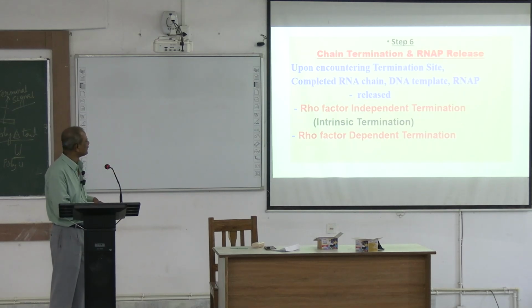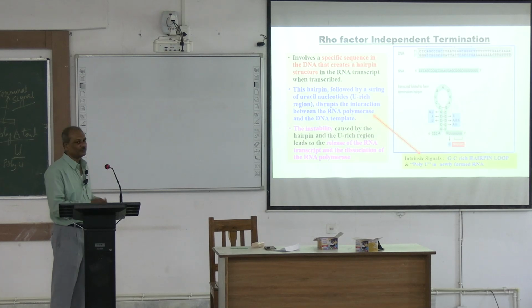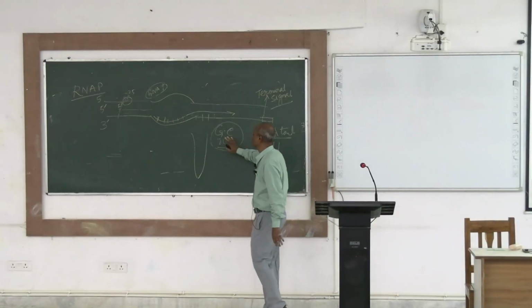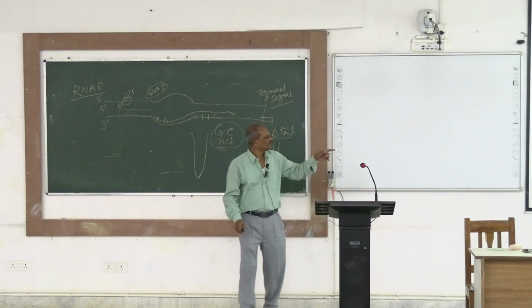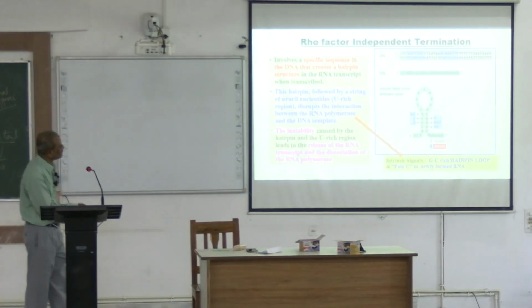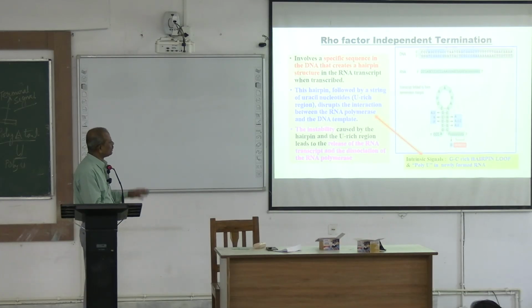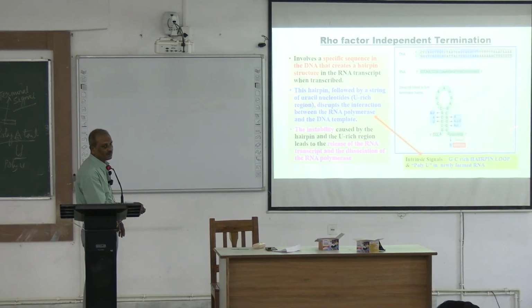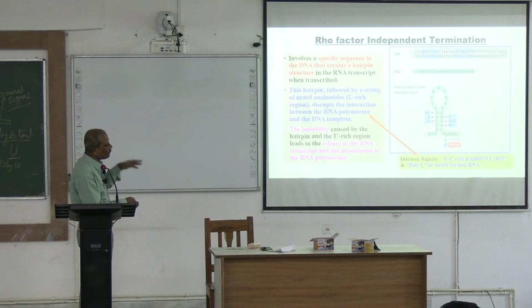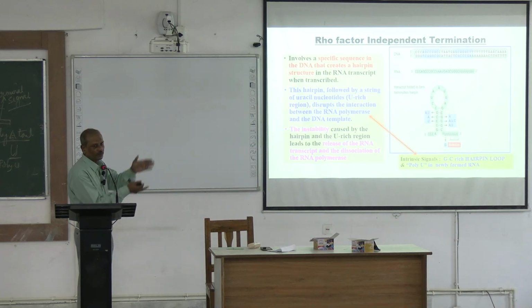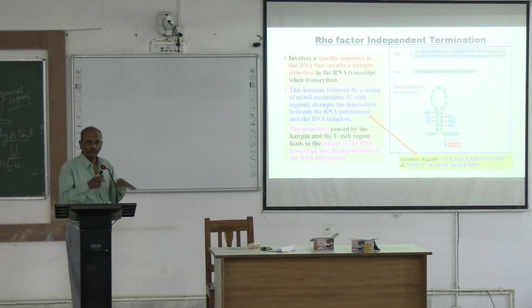Normally what happens, Rho-independent means, as I told you, when the termination signal is there, a GC-rich region will be there. The GC-rich region will make a hairpin-like structure. That will form a poly U tail. That area will automatically be recognized by the RNAP, and it will clip the mRNA molecule and it will be released. So that is called Rho factor independent, because there are two mechanisms.